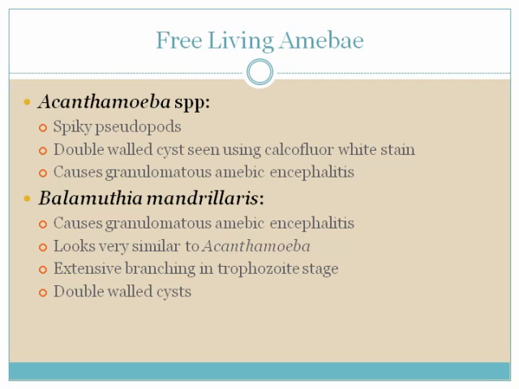Some other free-living amoeba: Acanthamoeba. These have spiky pseudopods. A double-walled cyst is seen using calcofluor white, and it can cause granulomatous amoebic encephalitis. So this is a disease of the central nervous system, can be very dangerous. And then another amoeba, Balamuthia mandrillaris, causes granulomatous amoebic encephalitis as well. Looks very similar to Acanthamoeba. In the trophozoite stage, extensive branching with this one, and they have double-walled cysts as well.